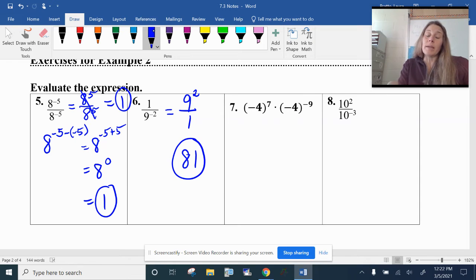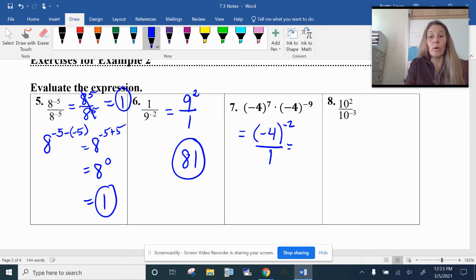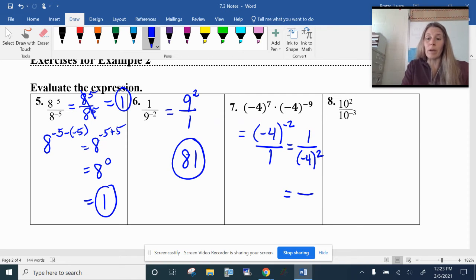Okay, number 7, the base numbers are the same, so we can add the exponents, giving us negative 4 to the negative 2. Unfortunately, we are not allowed to leave negative exponents for our final answer. So this negative 4 would need to go down to the bottom, making my exponent a positive 2. And then, of course, negative 4 times negative 4 would be a positive 16. So my answer is 1 over 16. If you had done it a different way and got the same answer, that's fine.